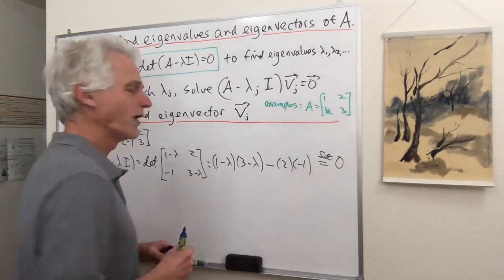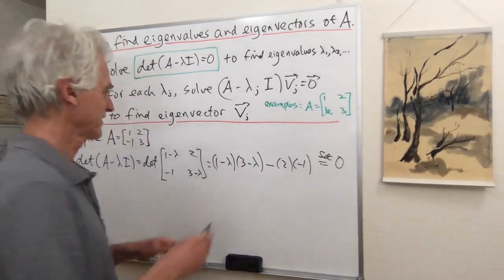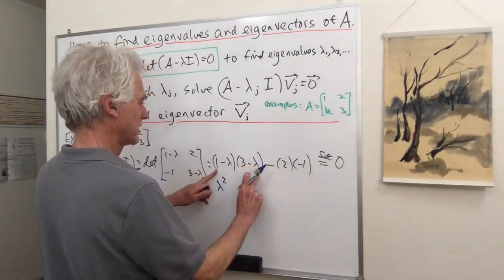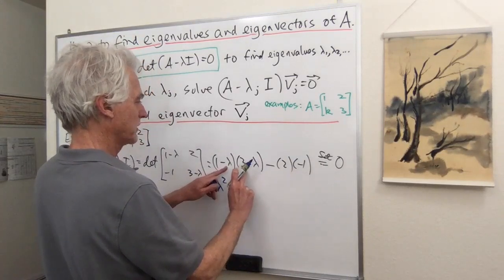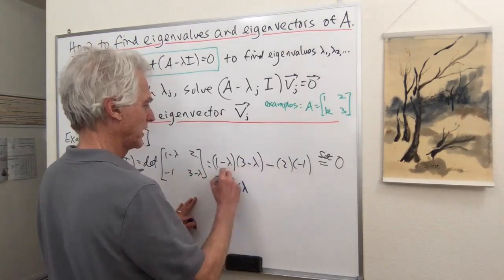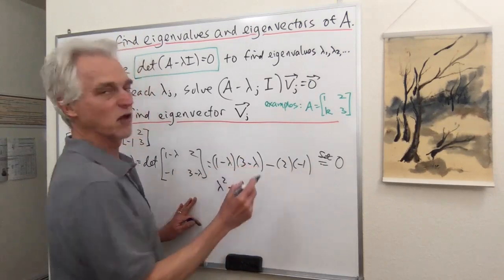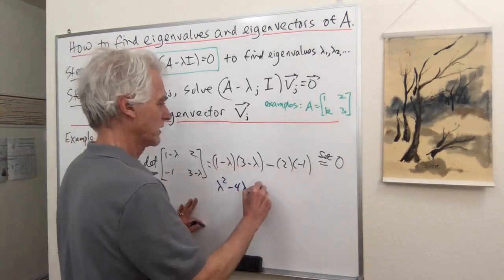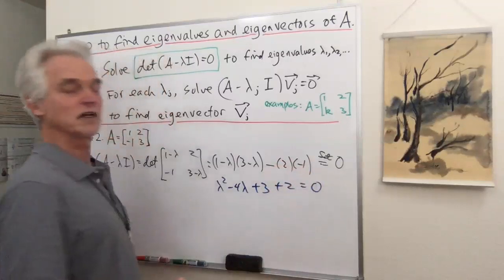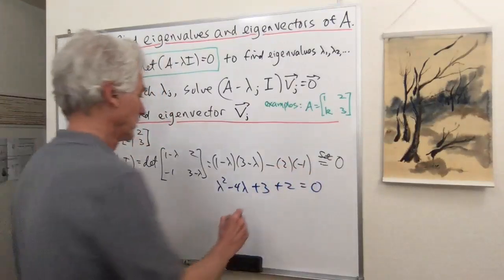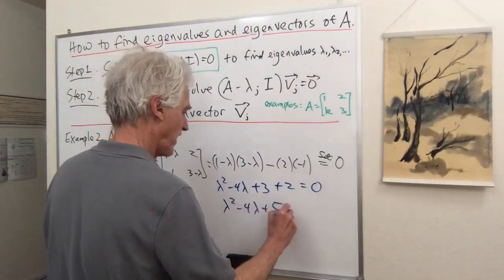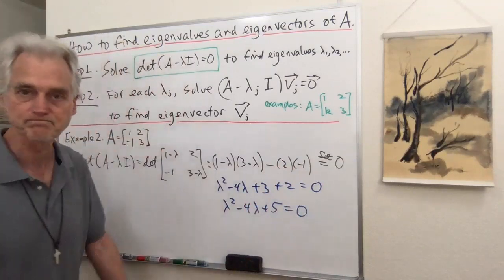Instead of foiling it, I'm going to LOIF it. Last is lambda squared. Outer and inner is -3 lambda, negative lambda minus 3 lambda, so minus 4 lambda. And then the first of the LOIF is going to be 3. And then this is plus another 2 is 0. That's our characteristic equation, which is lambda squared minus 4 lambda plus 5 equals 0.